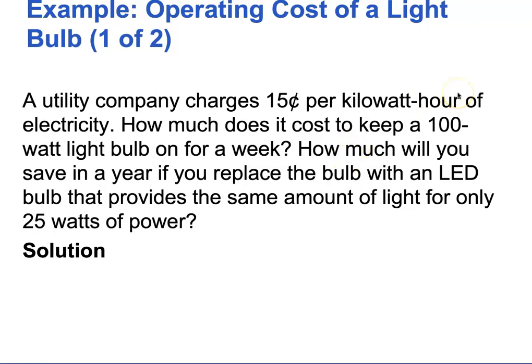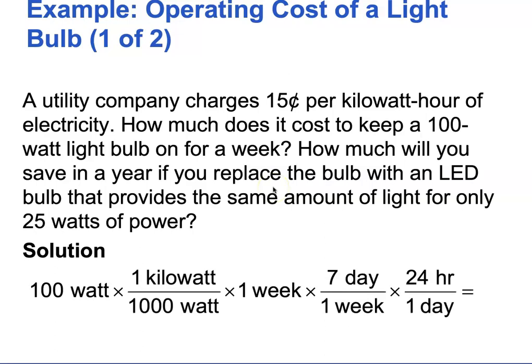So let's do an example. Operating the cost of a light bulb. A utility company charges 15 cents per kilowatt hour of electricity. How much does it cost to keep a 100-watt light bulb on for a week? How much will you save in a year if you replace that bulb with an LED bulb that provides the same amount of light for only 25 watts of power? All right, so they're asking multiple questions here. So let's do it one at a time.